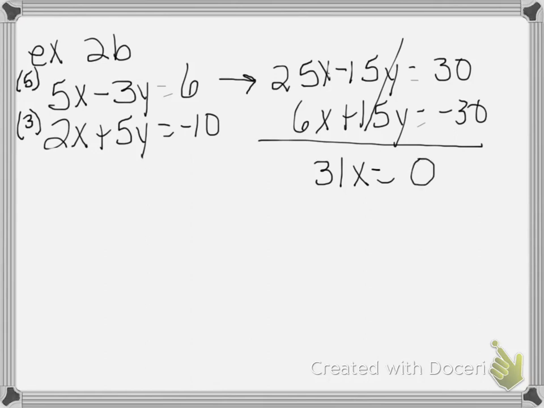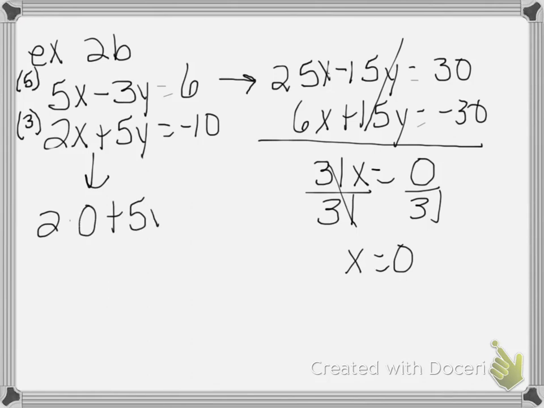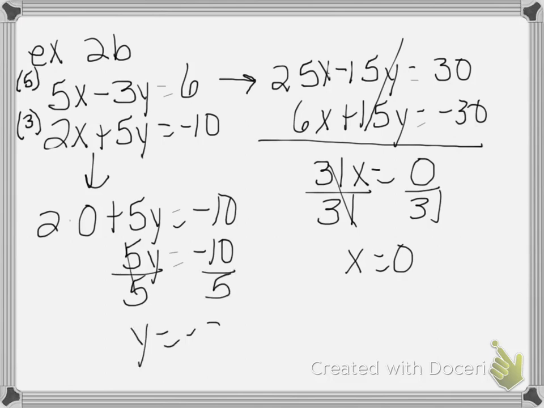Now, do not get that confused with your variables going away. Your variable did not go away. Your constants went away, which is okay. You get 0. So we still have to solve for x. We divide by 31, and we get x is equal to 0. I'm going to plug in x equals 0 in the second equation. Doesn't matter, you could have done it the first. 2 times 0 plus 5y is equal to negative 10. 2 times 0 goes away. So we divide by 5, and we get y is equal to negative 2. So my answer is 0, negative 2.